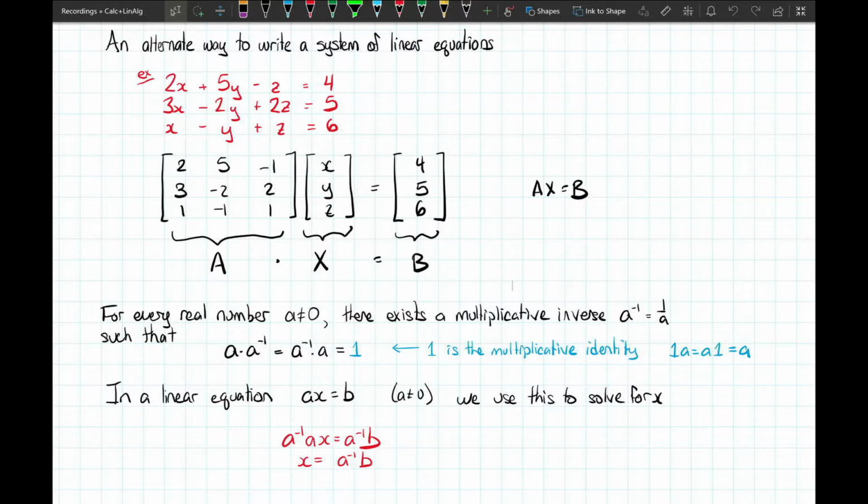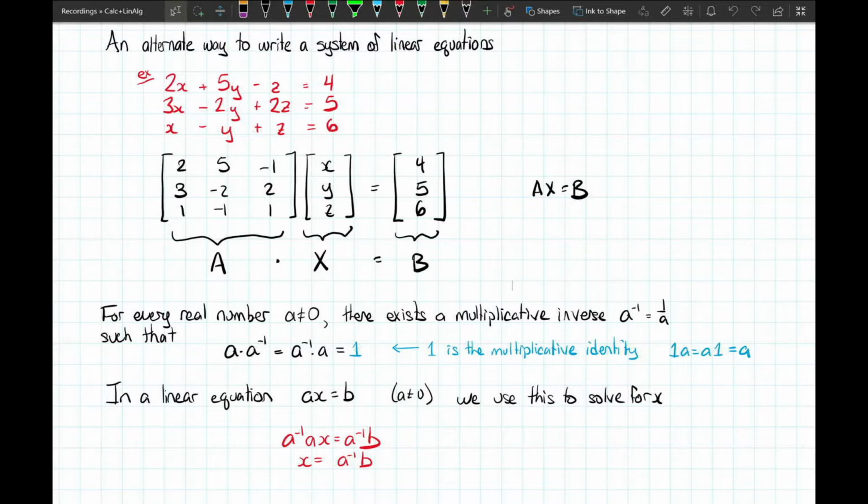Now, in a linear equation, when we divide both sides by a, if we have ax equals b, we can really think about that as multiplying by this inverse. A inverse times a cancel each other out and leave us with x on the left-hand side of the equation. And as long as we do the same thing to the right-hand side, we'll end up with a inverse b. And remember, with any kind of equation with real numbers, as long as you multiply the left-hand side and the right-hand side by the same non-zero value, then you haven't changed the meaning of the equation. So this is how we solve a linear equation in a single variable.